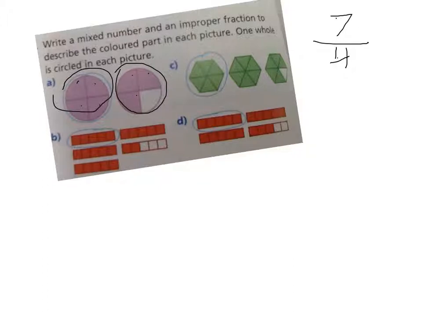We might write this as saying we have 1 whole shape, and we have 3/4 of a shape as well. So this would be 1 3/4. This is the mixed number version because we're mixing whole numbers with fractions. So 7/4 or 1 3/4 are the exact same amount, just written in different ways.